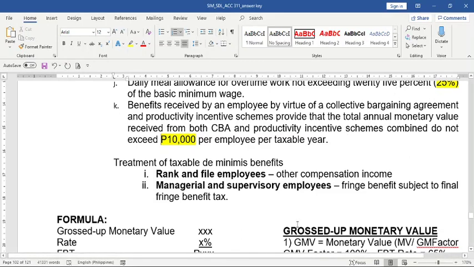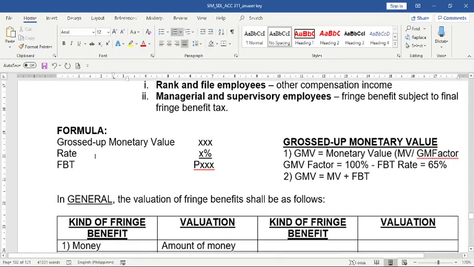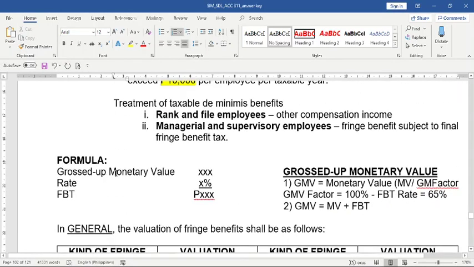While for managerial and supervisory, they are subject to final fringe benefit tax. So, our formula for fringe benefit tax, based tayo sa gross up monetary value times the rate. Yung gross up monetary value natin, this is our formula: monetary value divided by the GM factor, which is equal to 100% minus the FBT rate.